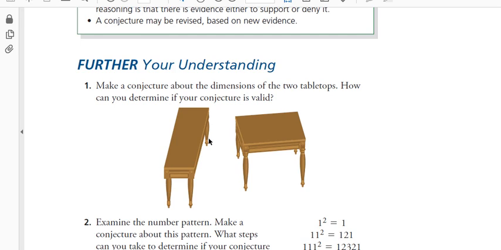They're the same, sorry? They're the same height. Oh, okay. So you're not talking about the surface here of the tabletops. You're talking about these heights here? Yeah. Oh, okay. So you can check about the dimensions of the two tabletops. Okay, well, it does say dimensions. So if some of you thought, well, that's the length and the width there, that's fine. But the height is certainly a dimension. So yeah, which one appears to be taller?